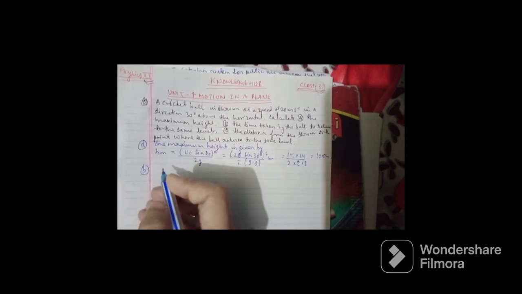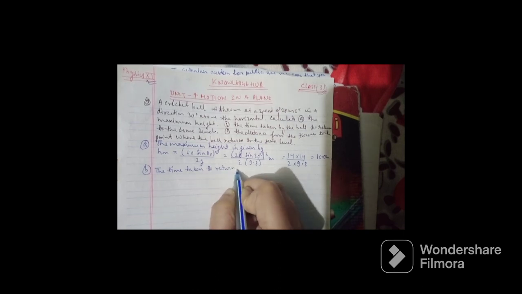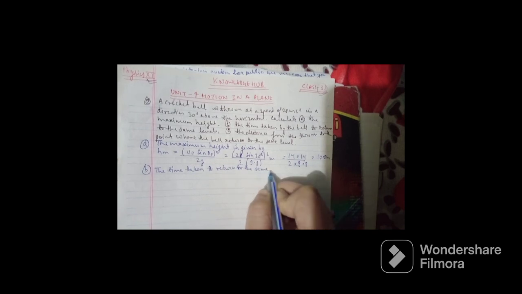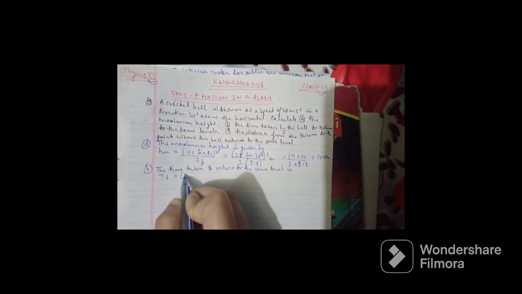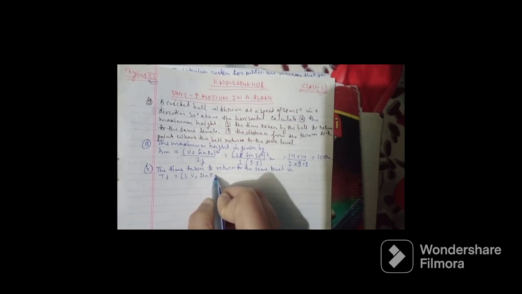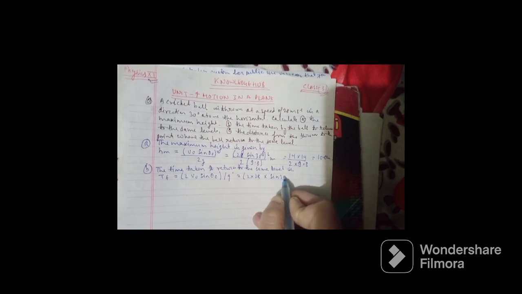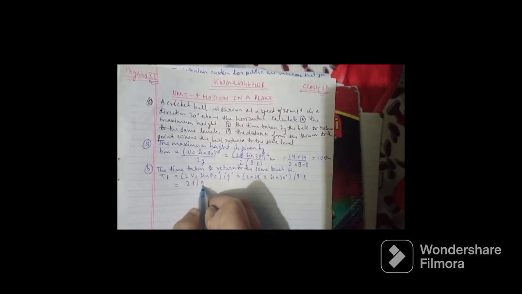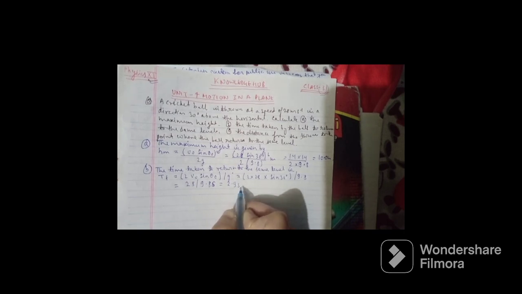Now for the B part, the time taken to return to the same level is T f equals 2 v naught sine theta naught by g, equals 2 into 28 into sine 30 by 9.8, equals 28 by 9.8 second, that is 2.9 second. Now we talk about the third one.